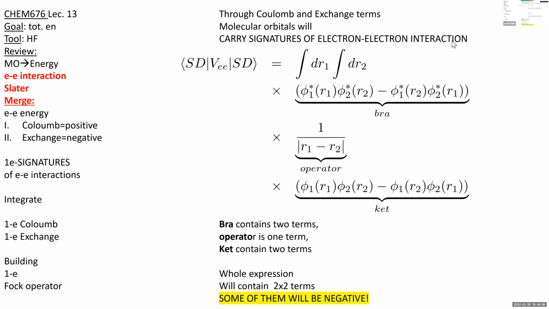I was developing the slides when I was teaching this lecture at University of South Dakota, and I was telling them, like, be proud, SD can be abbreviated as South Dakota. But no, it is Slater determinant.